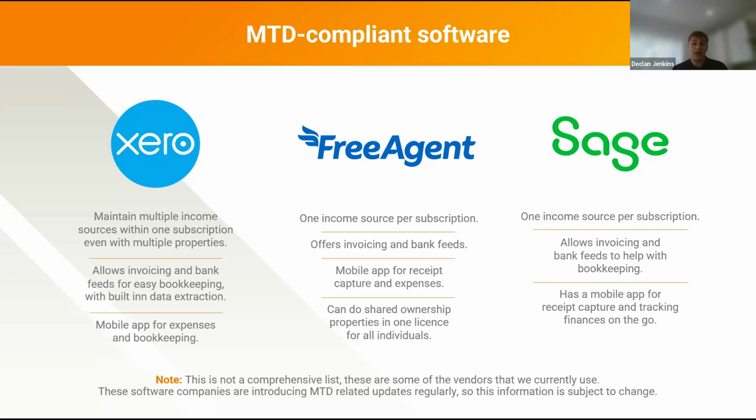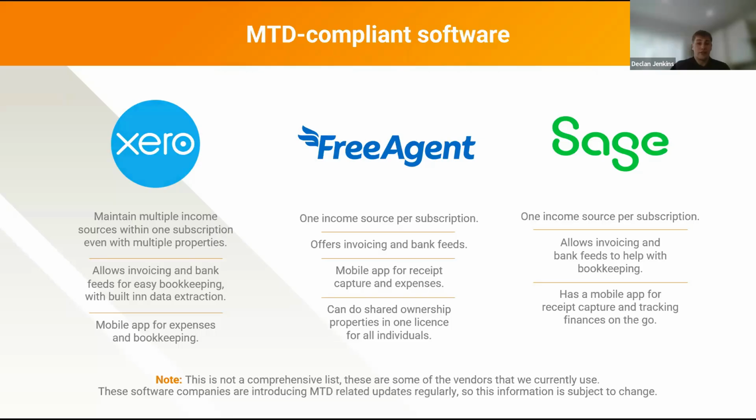Sage is one income source per subscription. So again, they just did that to really differentiate between each submission that you will need to make. Again, it's allowing for invoicing and bank feeds to help with the bookkeeping, and has a mobile app for receipt capture and tracking finances on the go. So they are all very, very similar. The main thing that you find sets them apart is the income sources per subscription and if they are built for sole trade or for landlord.